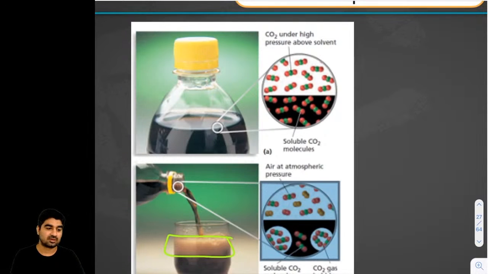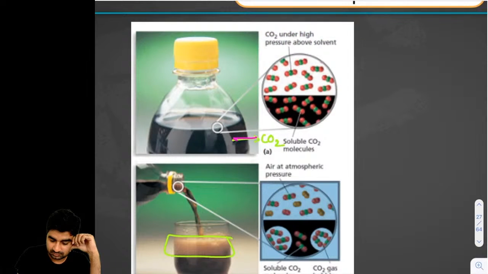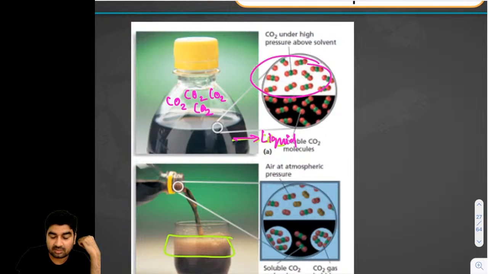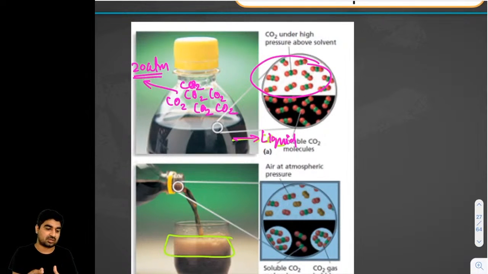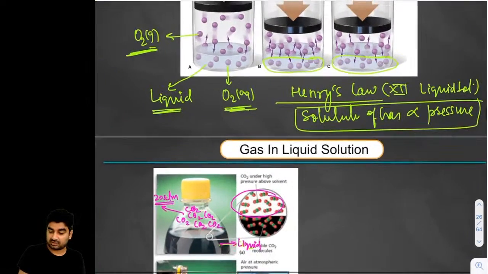Any answer? So now I will tell you guys what is going on. Here this is the liquid, and in this liquid I am taking CO2 gas. So these are the CO2 gas molecules, you can see them here. Suppose there is a pressure of 20 atm. I just told you that as we increase the pressure, solubility also increases. So yes, as we increase the pressure, solubility of gas increases.